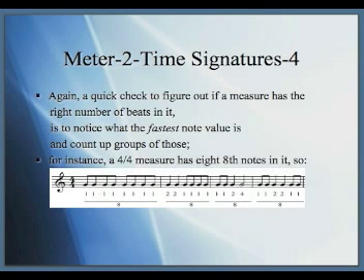In this first measure, there's 8 eighth notes. Well, that adds up right. In the next measure, there's 2 quarter notes and 4 eighth notes. Well, that adds up right. And so on. Just figure out groups of eighth notes. If it adds up to 8, then it's correct.